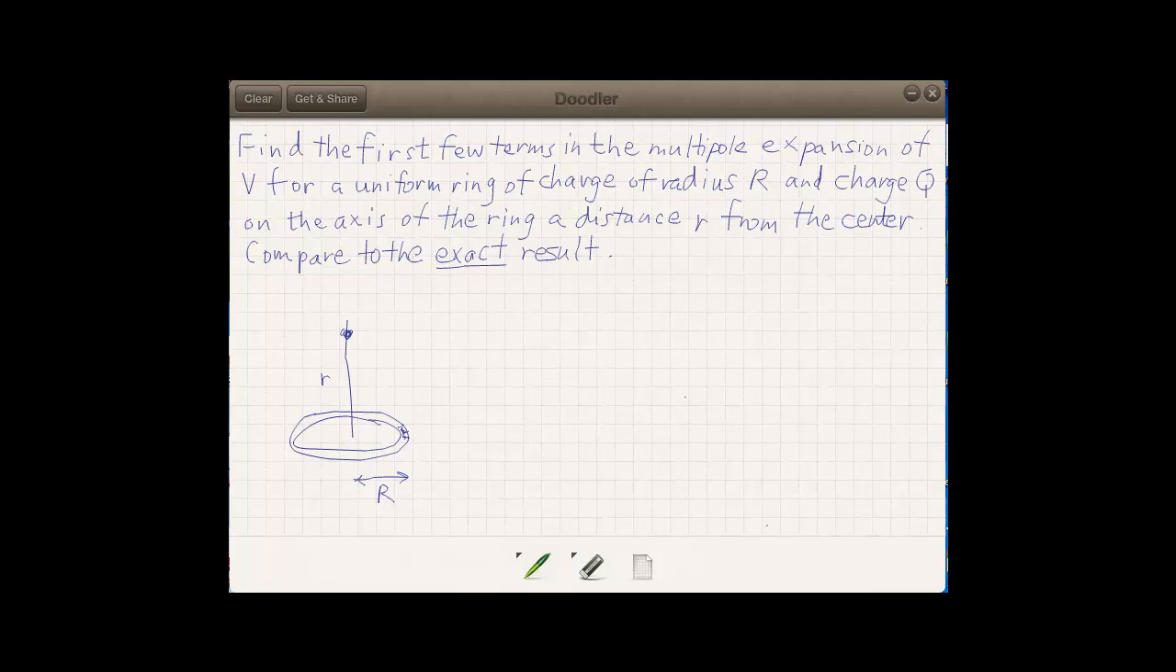And we want to do this at a special point on the axis of the ring, a distance r away from the center. Once we do this, we want to compare our result, which will necessarily be an approximate result, to the exact result, which is not too difficult to find for this kind of a simple case.